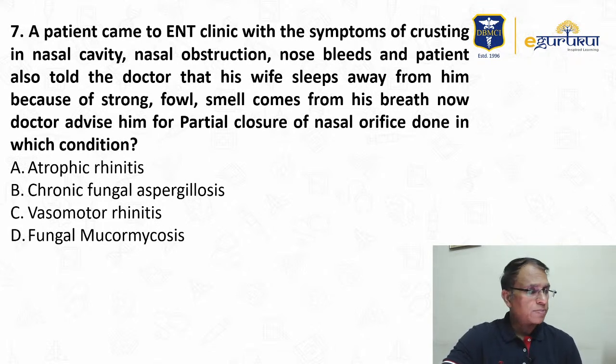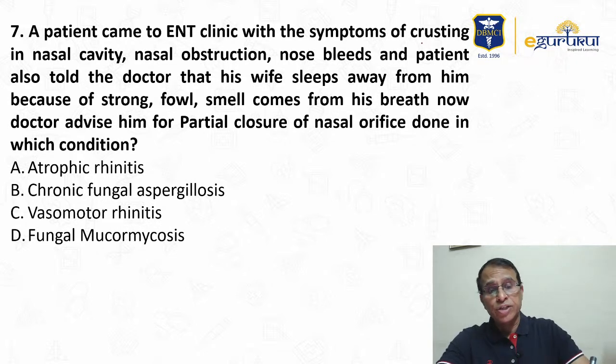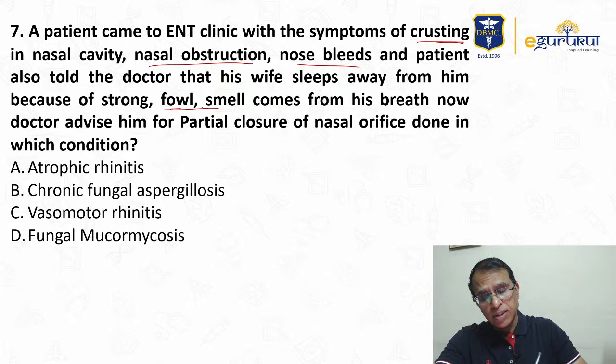Chronic fungal aspergillosis, vasomotor rhinitis, fungal mucormycosis. It's very clear. Even the presentation: crusting, obstruction, bleeding, foul smell from the nose, isn't it? These are all very typical of atrophic rhinitis.